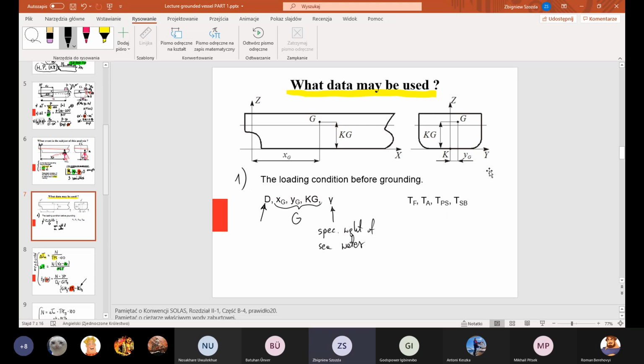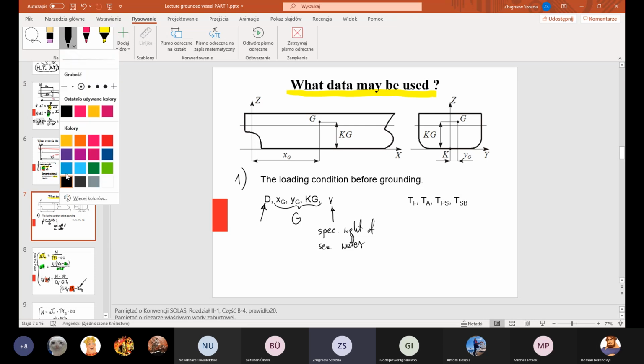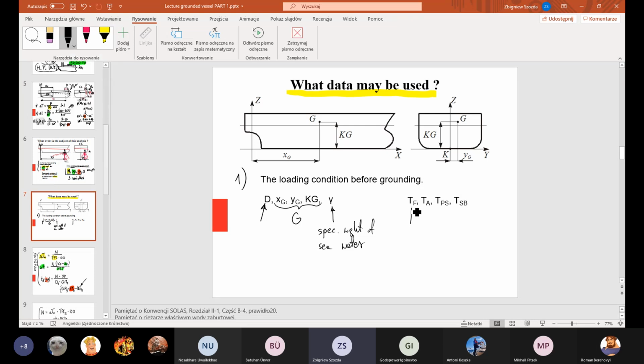Do you agree that if we know our loading condition, it is possible to calculate what is fore draft, what is aft draft, what is port side and starboard draft before grounding? Do you agree it is possible? Yes, sir. We can calculate the original ones, all four of them.